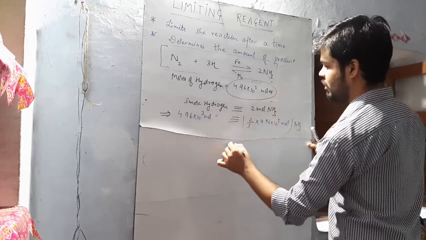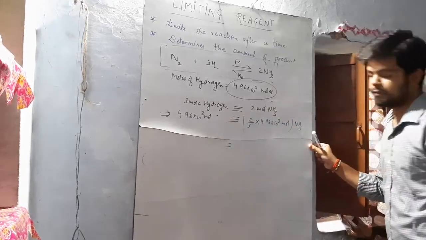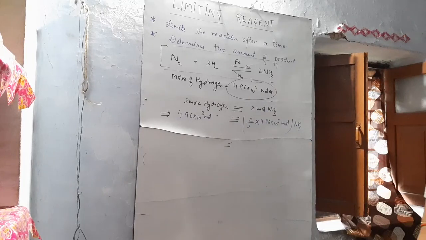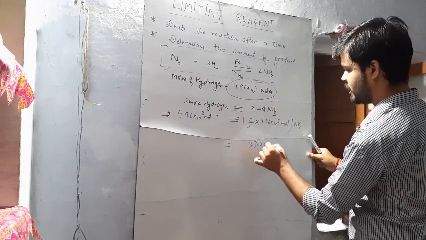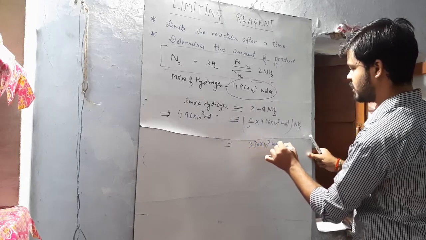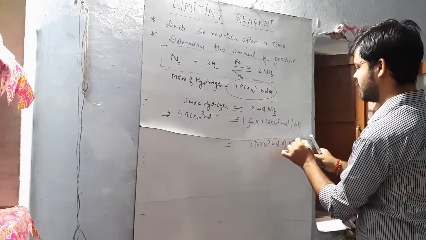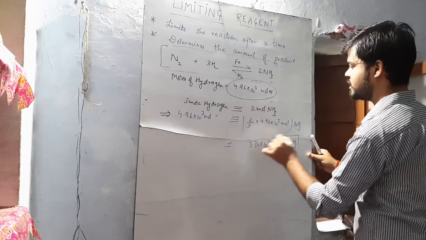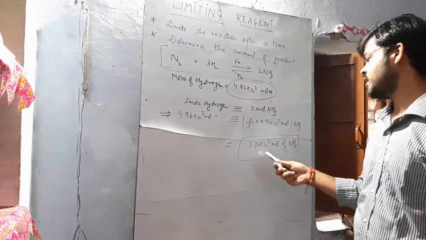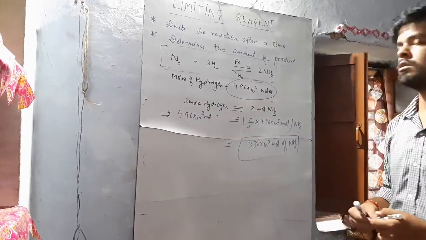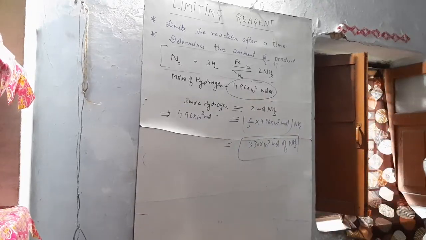Clear? On solving it, we will get 3.3 into 10 power 3 moles of ammonia. Clear? So this is our answer. What will we get? We will get 3.3 into 10 power 3 moles of ammonia here. Clear?